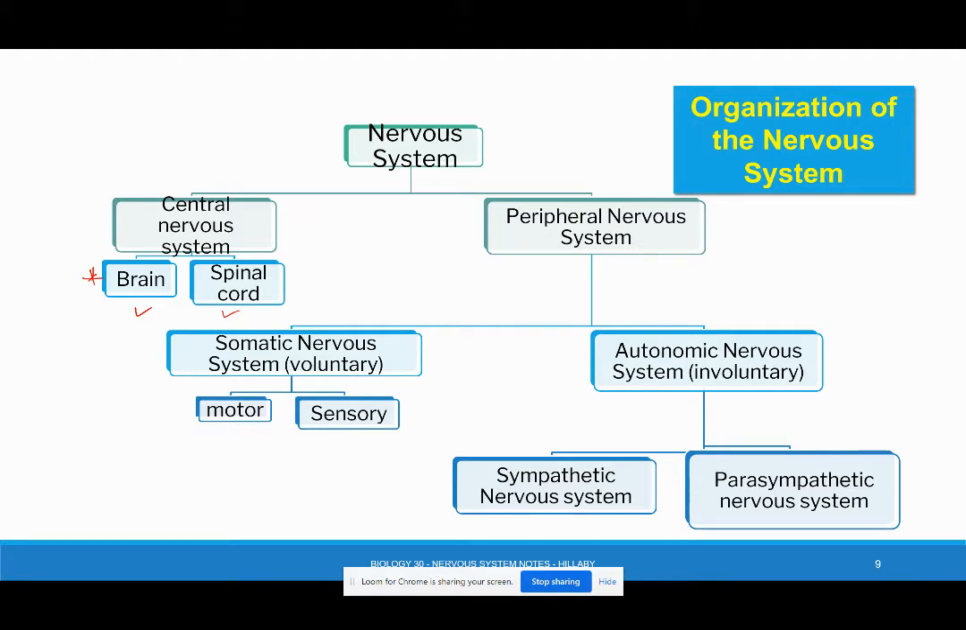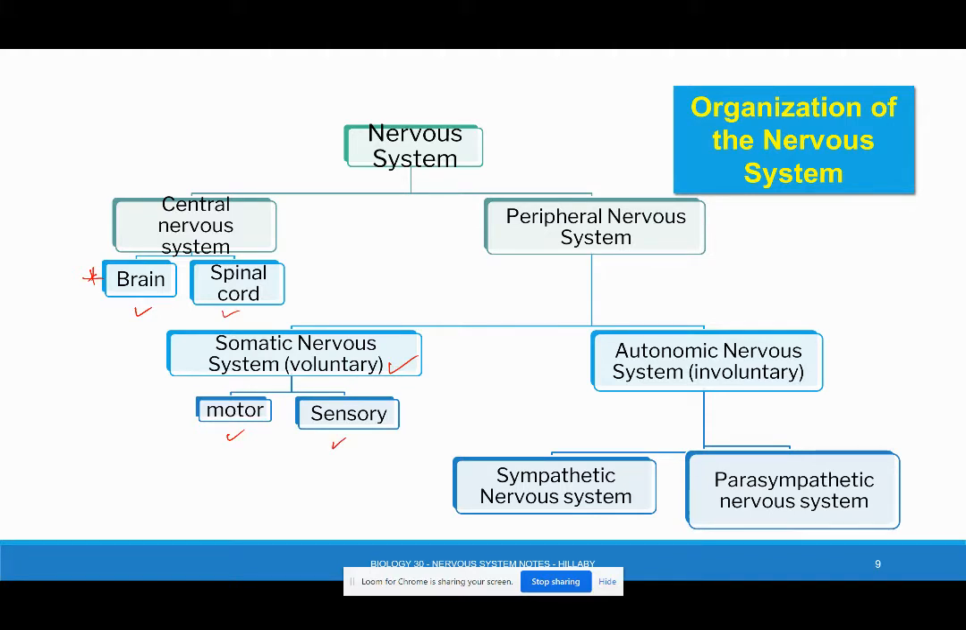The peripheral nervous system, or PNS, is broken up into the somatic nervous system. So that's under voluntary control. So if you think about moving muscles, and telling your arm to move, that's your somatic nervous system involved. And there's two types of neurons that are involved with that somatic nervous system, that being motor and sensory neurons, to make things move.